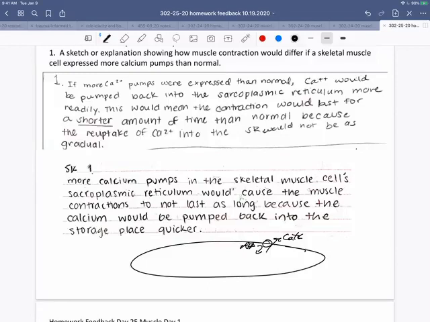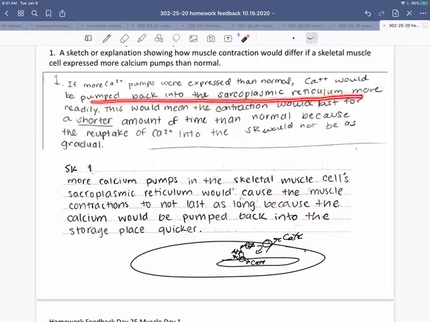Calcium is pumped out of the cytoplasm, either out of the cell or into the sarcoplasmic reticulum by pumps. And so that'll remove the calcium earlier, pumped back into the sarcoplasmic reticulum or outside the cell. Contraction would last for a shorter amount of time because of the reuptake of calcium into the sarcoplasmic reticulum. And the same for this answer.